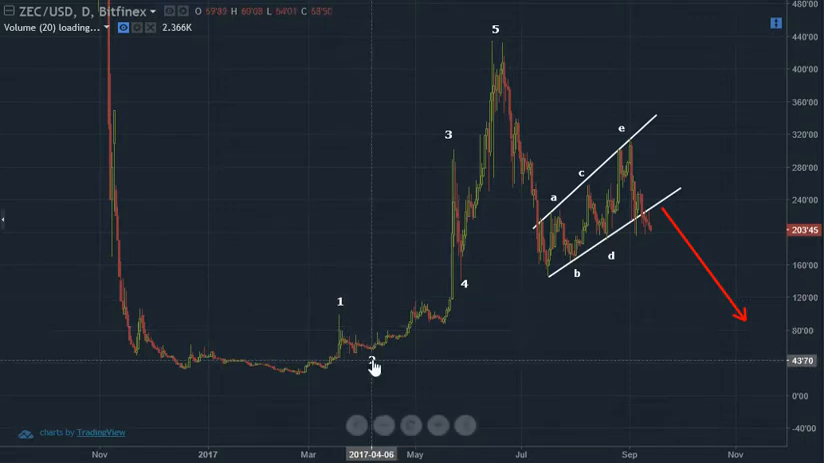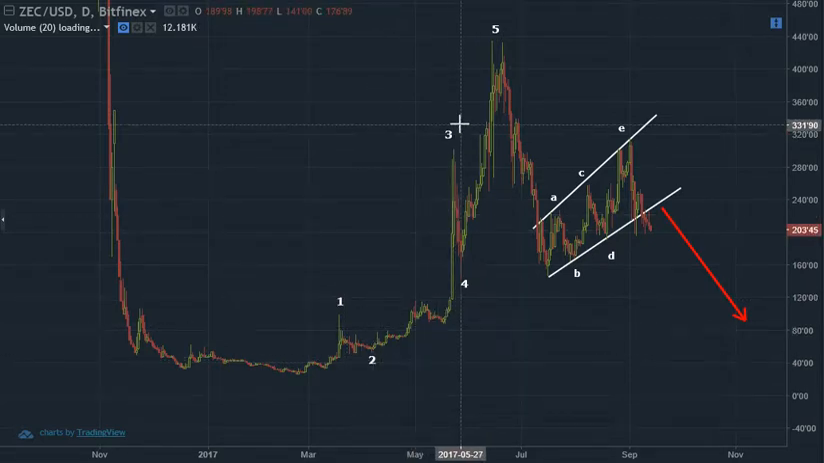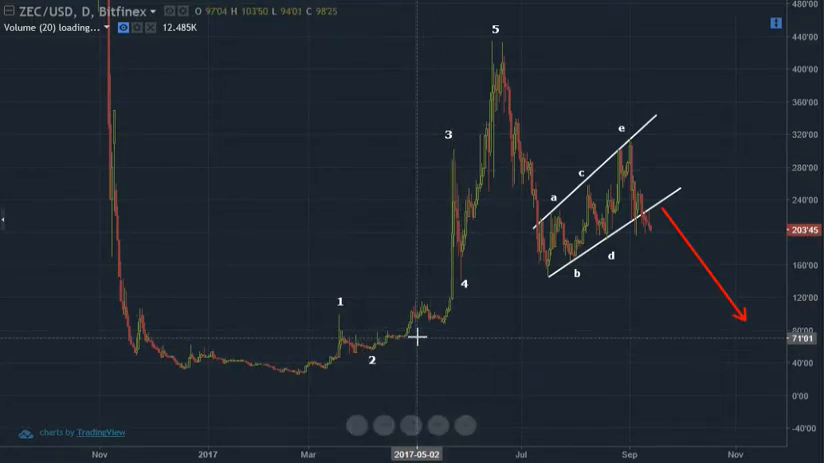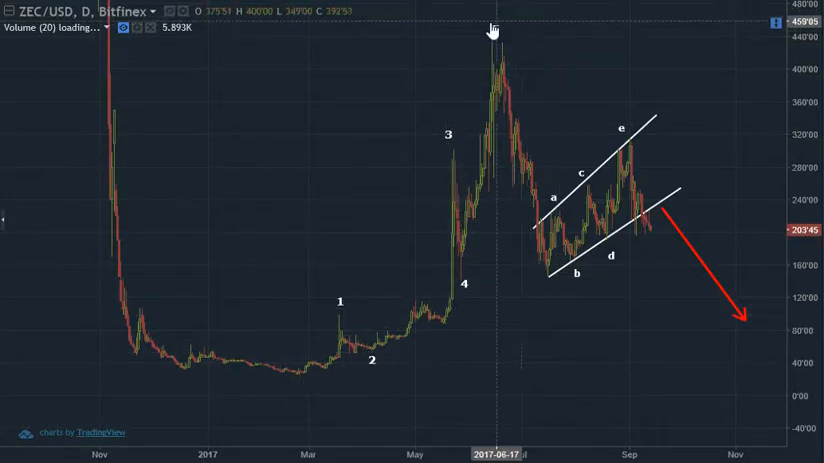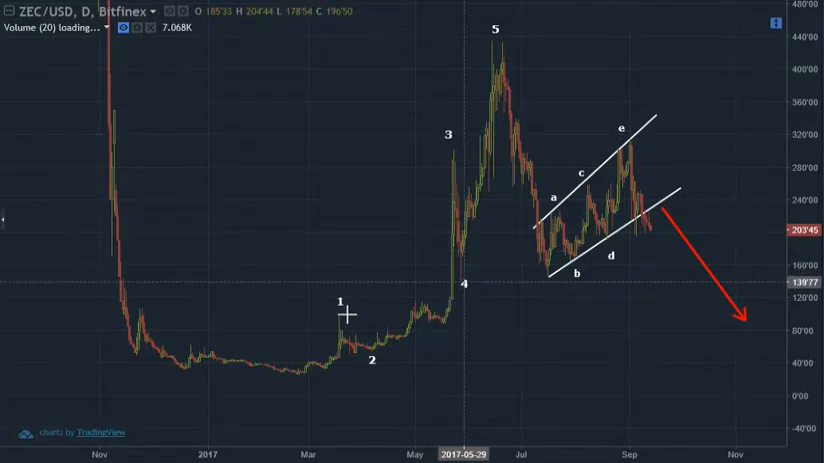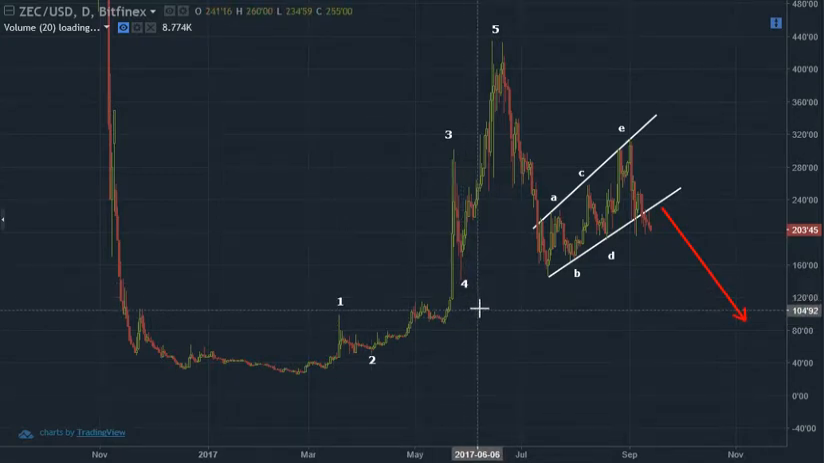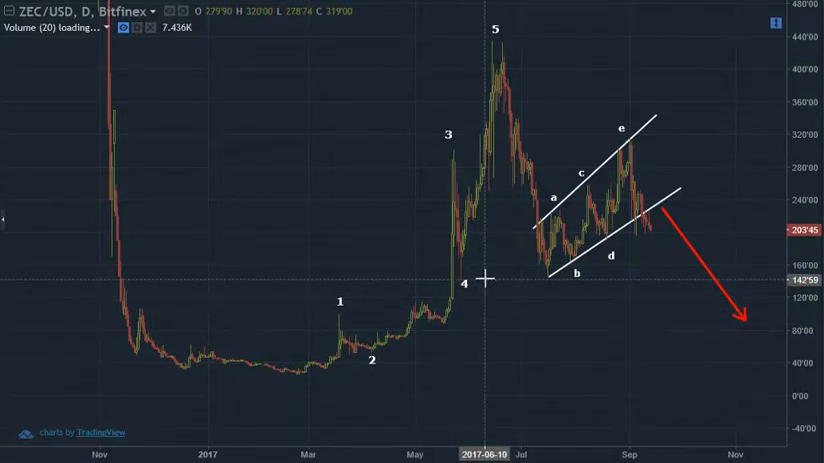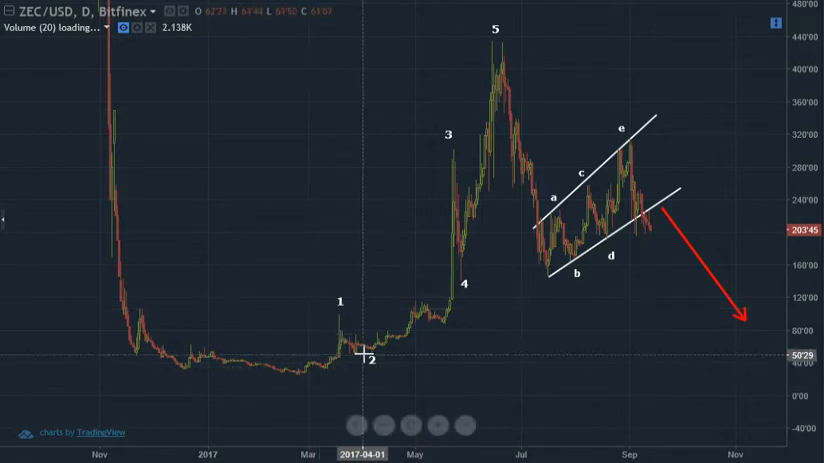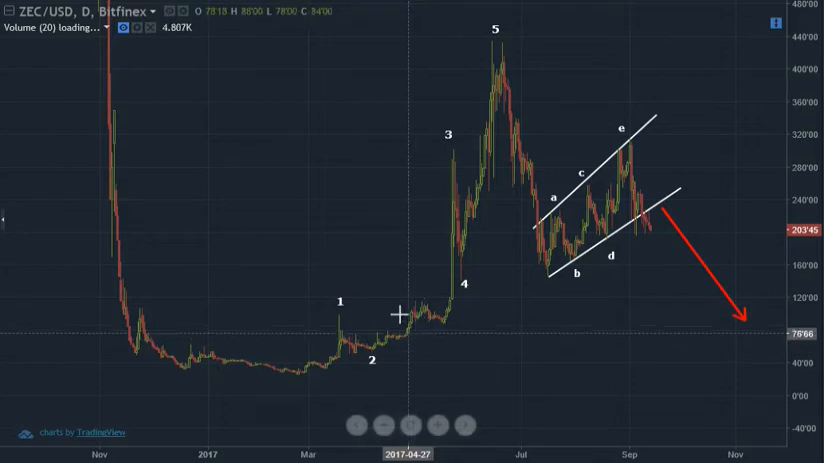Wave 1 and 2, and then wave 3. Wave 3 cannot be the shortest amongst the 5. Wave 4 cannot overlap wave 1. So here it comes close, but it does not overlap, so it still passes as wave 4. So again, 1, 2, 3, 4. Then you might think, well, what the heck is this?